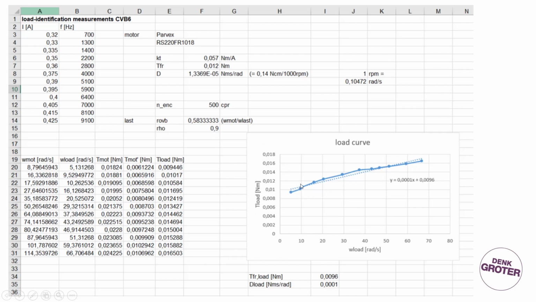So these are my measurement points, and I could put a trend line in it, and the intersection point of the trend line with the vertical axis is my Coulomb friction torque, which is 0.0096, the constant factor over here in the trend line definition, and the slope of this characteristic is equal to the viscous load. So that is equal to 0.0001 Newton meter per radian per second.